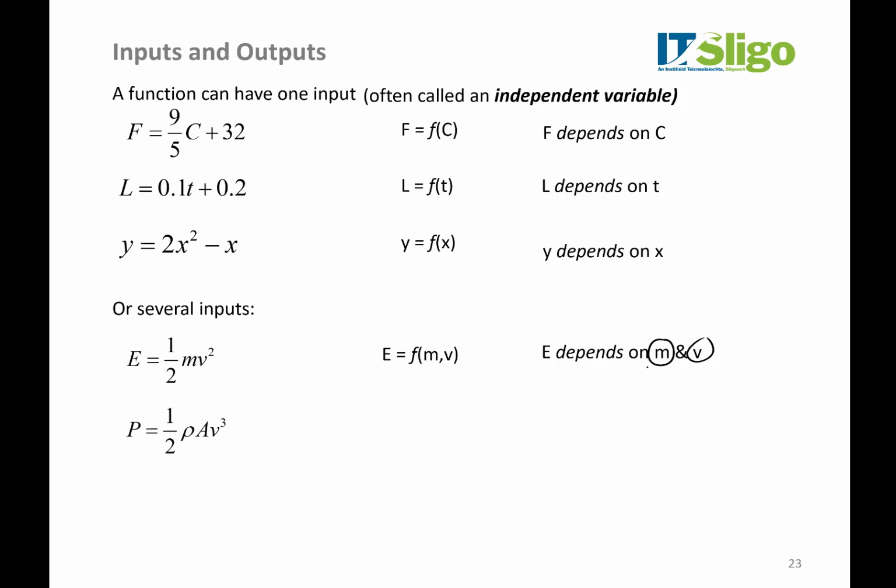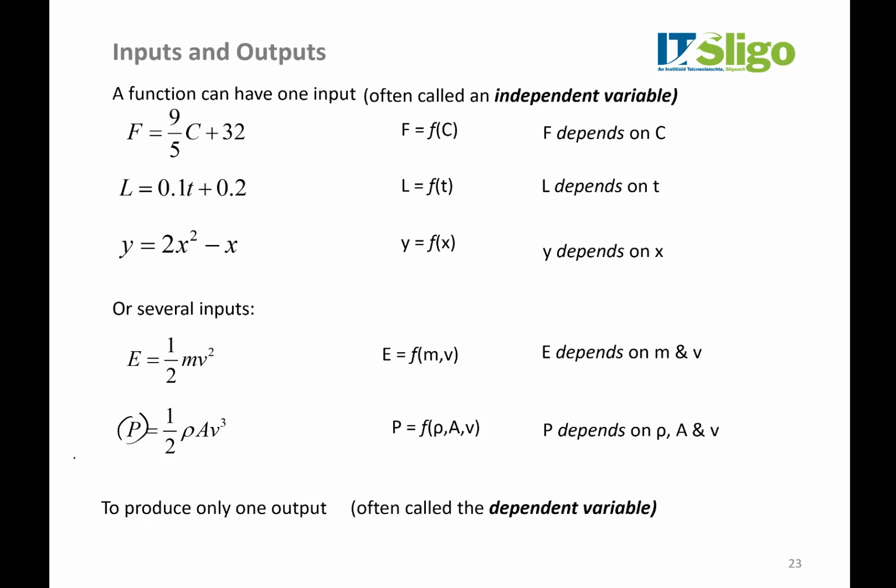Here we have a function. This is to do with the power from the wind, and it's got three inputs: the air density, the swept area of the rotor, and the wind speed. So here we have a function that needs three inputs to work. And again, we need three inputs just to produce one output. This output in this case is the power from the wind. So our inputs are the independent variables, and the output is the dependent variable.